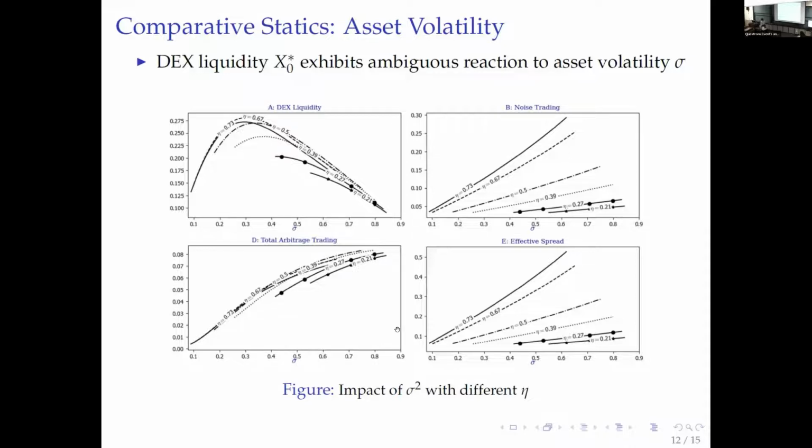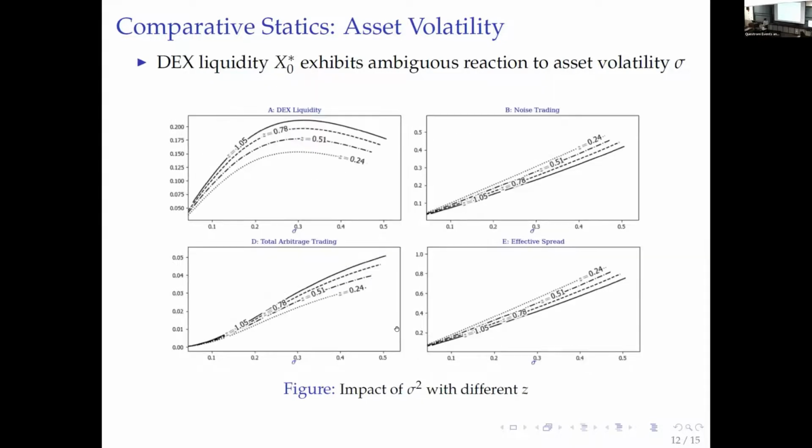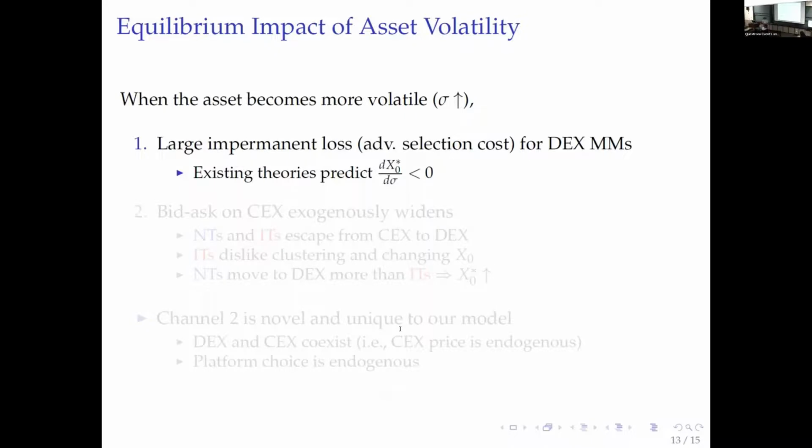Okay, and here I changed the value of eta, which is the frequency of the common value shock. But we find that this result is quite robust. Even if you change the value of other parameters, we still have this kind of ambiguous reaction of DX liquidity. Why do we have this kind of ambiguous reaction?